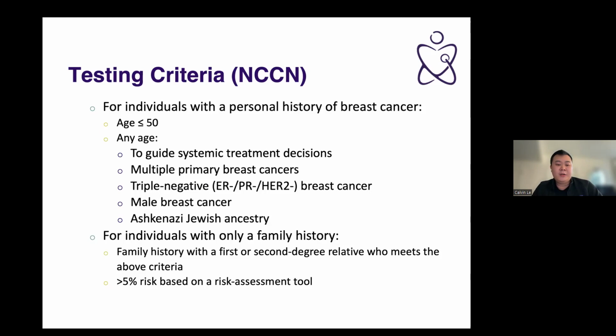Similarly, for any age of diagnosis, if you're using genetic testing to guide systemic treatment decisions, often for poorly controlled metastatic cancers where you're trying to find genetic targets. Similarly, for any individual with multiple primary breast cancers, the idea being that sporadic breast cancers are relatively uncommon, so to have two sporadic cancers in the same individual implies that there's inherited genetic risk. Similarly, for triple negative breast cancer, meaning estrogen, progesterone, and HER2 receptor negative, there's a strong association with hereditary syndromes. And these are very aggressive cancers that may benefit from increased surveillance.